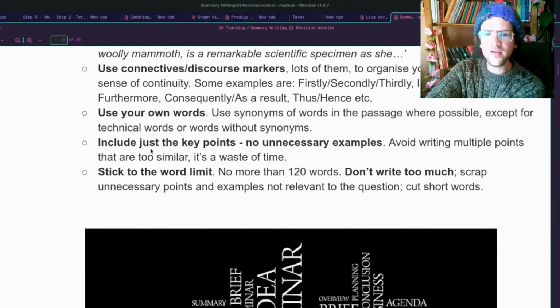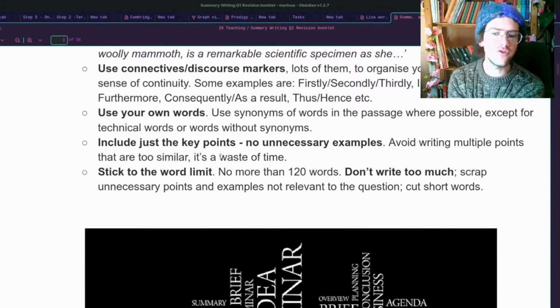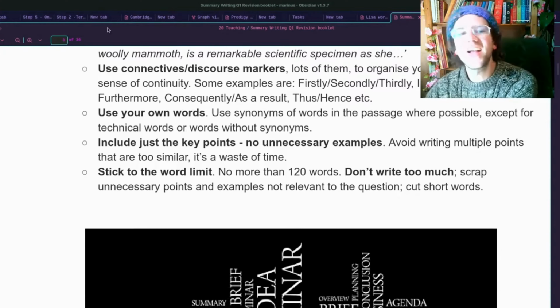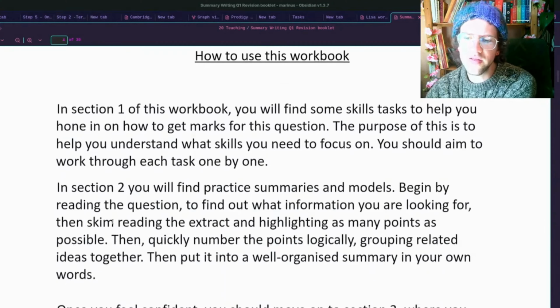Lastly, stick to the word limit. The word limit is always 120. Do not write too much. If you feel like you have written too much, just cross out the unnecessary points and cut your short words. If a word isn't adding to the passage, then just drop it. Obviously an article like the adds to a passage, but you're just going to drop things. So this workbook, section 1, is just going to hone in to get your marks. Section 2 is going to give you practice summaries.